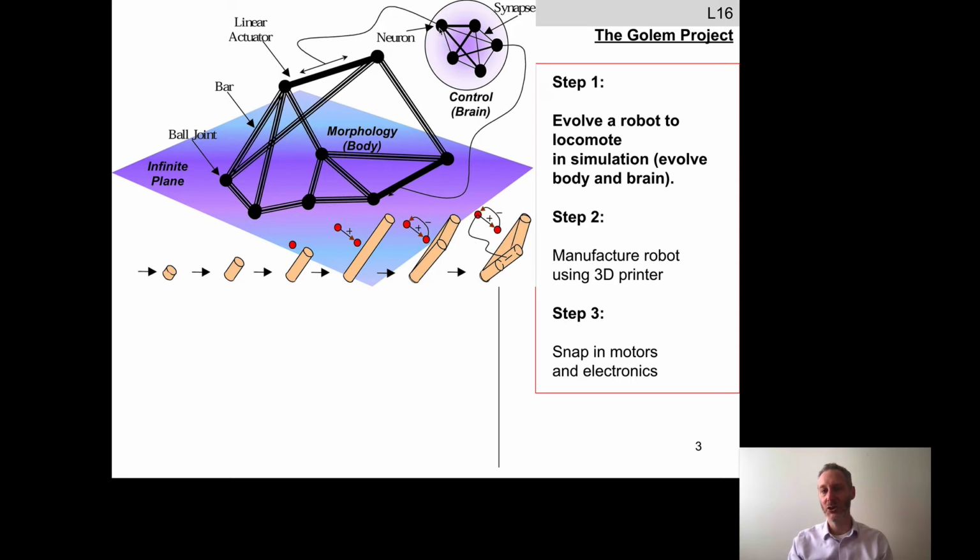And you'll notice that 2 of the neurons are attached to the robot's body. These 2 are the motor neurons. We'll talk about them in a moment. Once they've evolved the body and brain for a while, they take the one that has the highest fitness and they manufacture a copy of that robot using a 3D printer. And then they manually had to snap in all the other things that couldn't be 3D printed at that time.